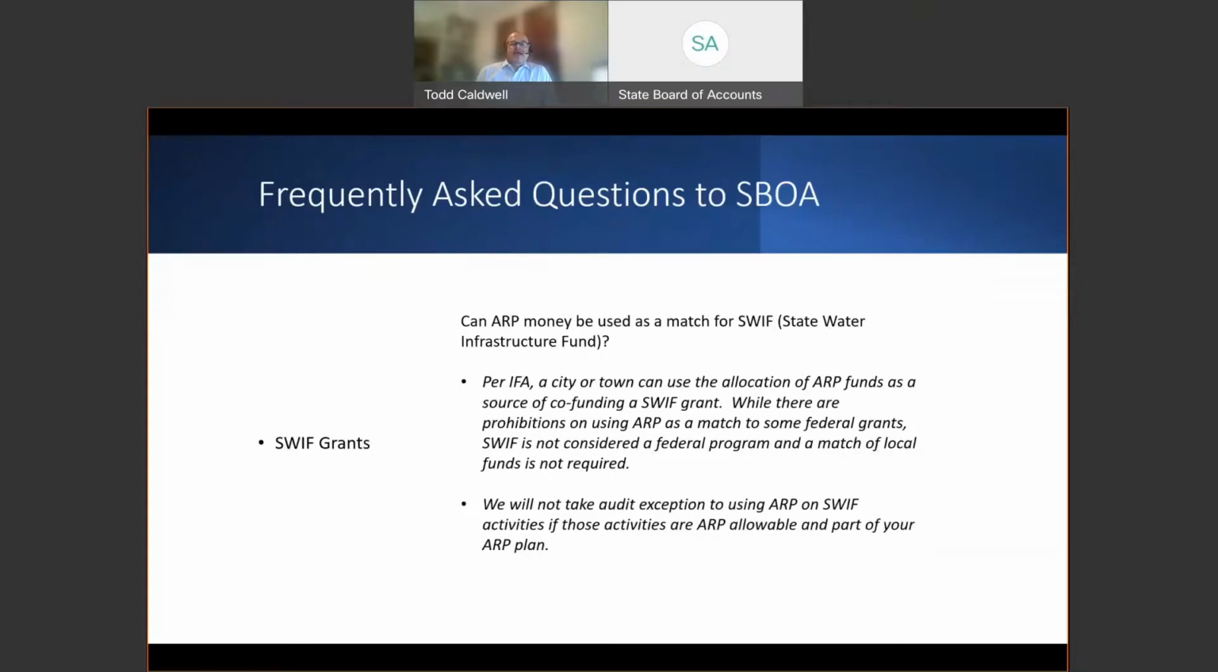Can ARPA money be used as a match for SWIFT, with SWIFT meaning the State Water Infrastructure Fund? And per the Finance Authority, cities and towns can use the allocation of ARP funds as a source of co-funding a SWIFT grant. And you may have heard us talk about there are prohibitions on using ARPA funds as a match to some federal grants. SWIFT isn't considered a federal program, and a match of local funds is not required. So you could use your ARPA as co-funding a SWIFT grant. And we won't take audit exception to doing that, if those SWIFT activities are ARPA allowable and part of your ARPA plan.